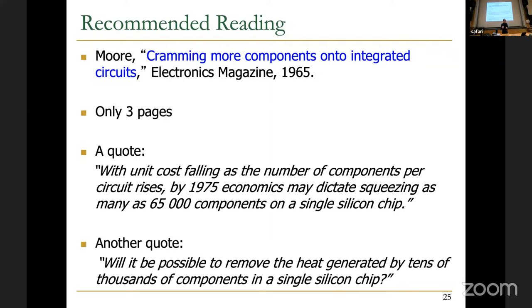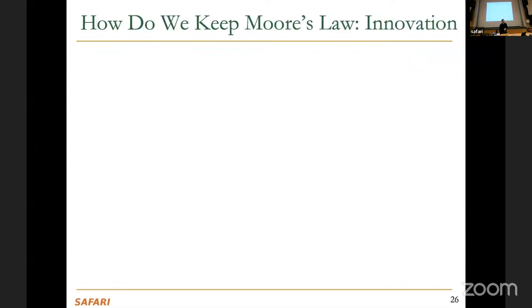But there's another expectation: will it be possible to remove the heat generated by tens of thousands of components in a single silicon chip? We're at that point, actually, today. That was predicted in 1965. In 2010s or so, power became a big issue because you have billions of transistors on a chip. And how do you actually take the heat that is generated because of so much power that's consumed by those transistors? So we're actually having a lot of problems with thermals today. We will talk about that maybe later on.